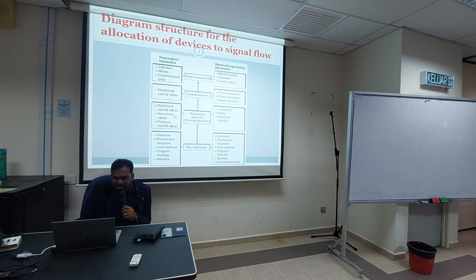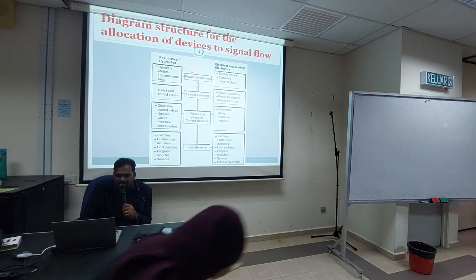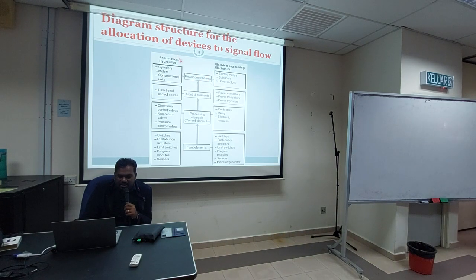And the processing element in pneumatic, kita ada directional control valve, we have non-return valve, pressure control valve. But in electric, you have contactors, you have relays, you have electronic modules. And for the control, for pneumatic, we have a directional control valve. And for electrical, we have power contactors, transistors, thyristors. And for power components, in pneumatic, we have cylinders, motors, constructional units, and for electrical, so we have solenoid.